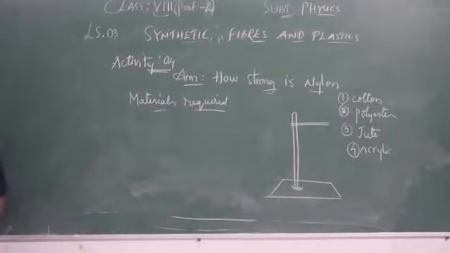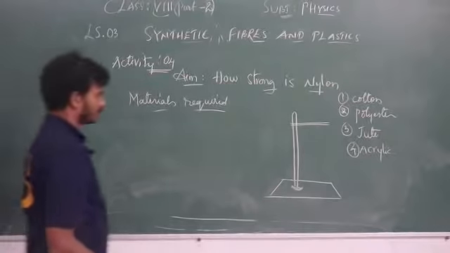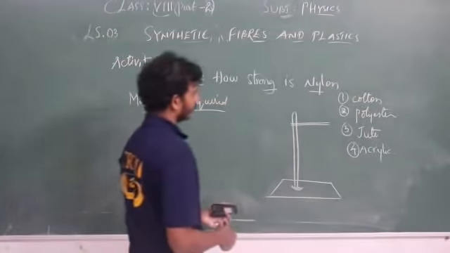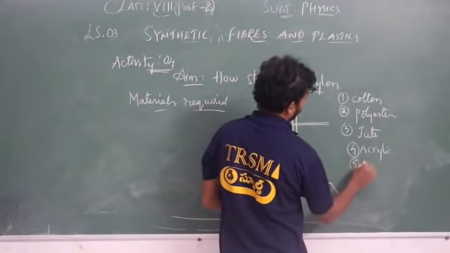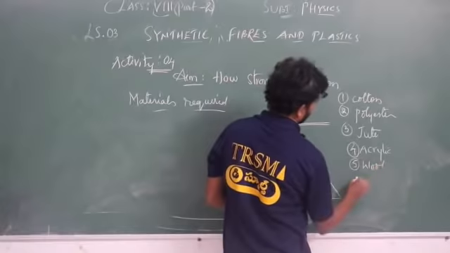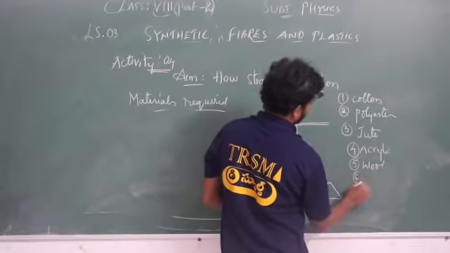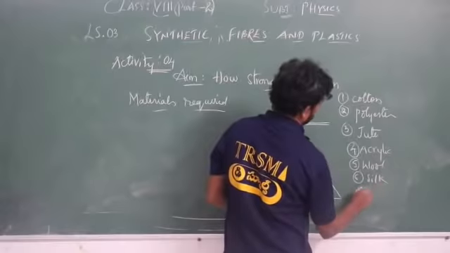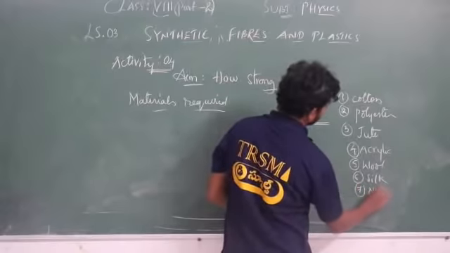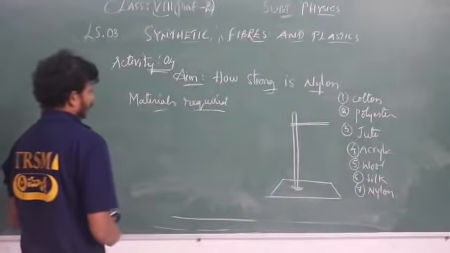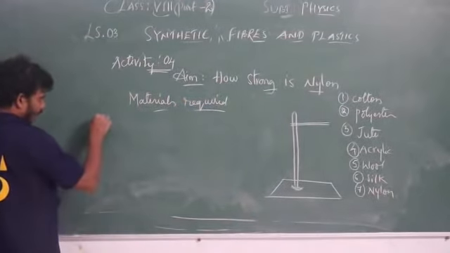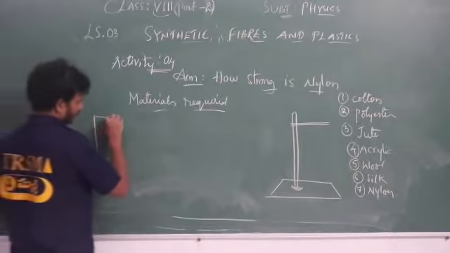So a tabular form is given for you, I think. Total weight in gram required to break. Cotton, wool, silk, nylon. Cotton, wool, silk and nylon. Sixth one silk, seventh one nylon. So for this we should have a tabular form like this.